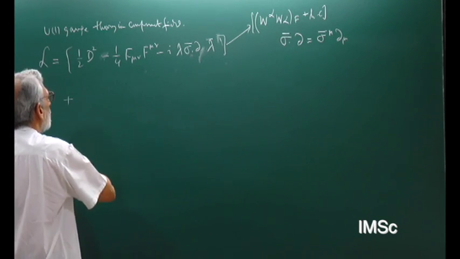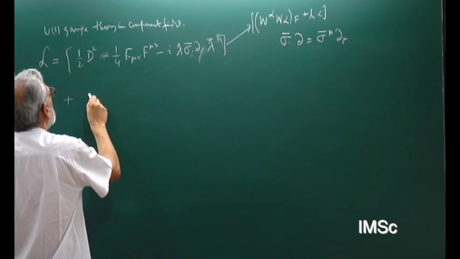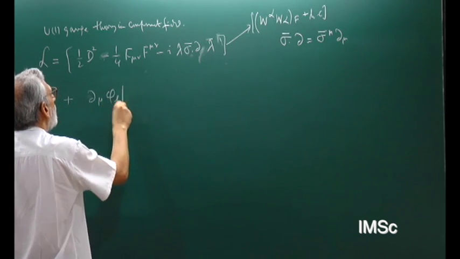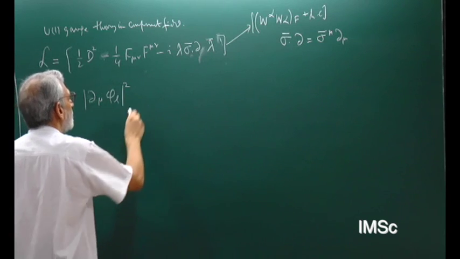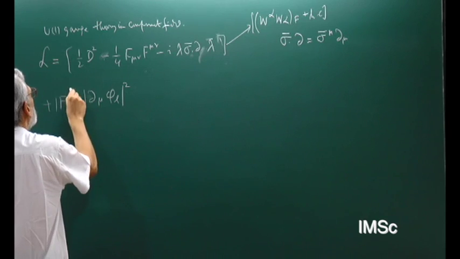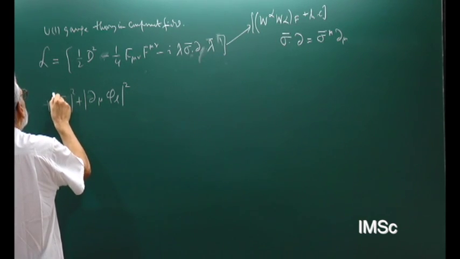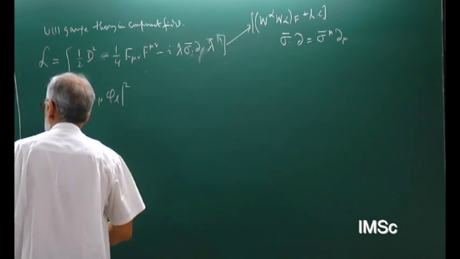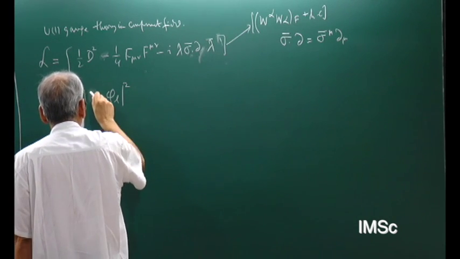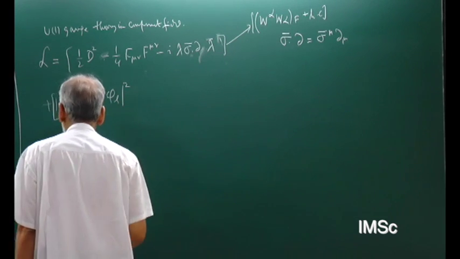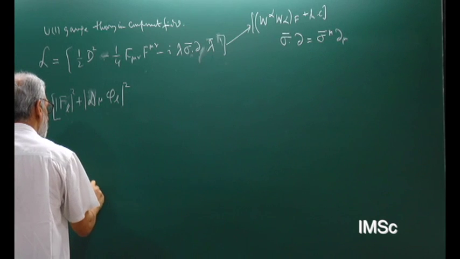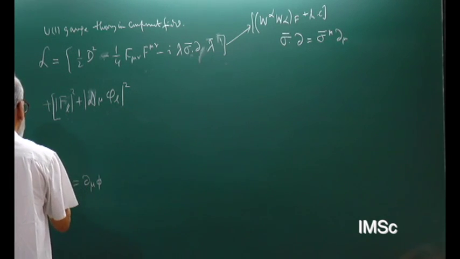Then next, what we have here is |d_mu phi_L| squared plus |F_L| squared, the auxiliary field, in the |d_mu phi_L| squared. This is the covariant derivative d_mu phi. This is the gauge covariant derivative.